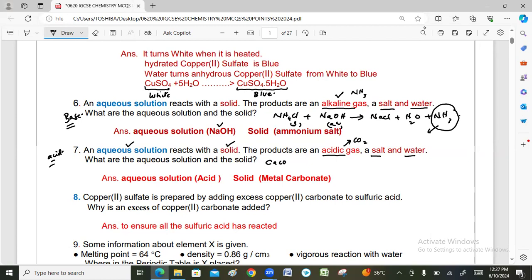So if we have a metal carbonate, if it reacts with the acid, we will get three products: calcium chloride, salt, then water, then carbon dioxide. So whenever we get the alkaline gas, that can be obtained by reacting the ammonium salts with the sodium hydroxide or aqueous solution of the base. If we are getting the carbon dioxide, metal carbonate reacts with the hydrochloric acid to get carbon dioxide. So ammonia turns moist red litmus paper blue, and carbon dioxide can be tested through lime water. It turns the lime water milky or cloudy.